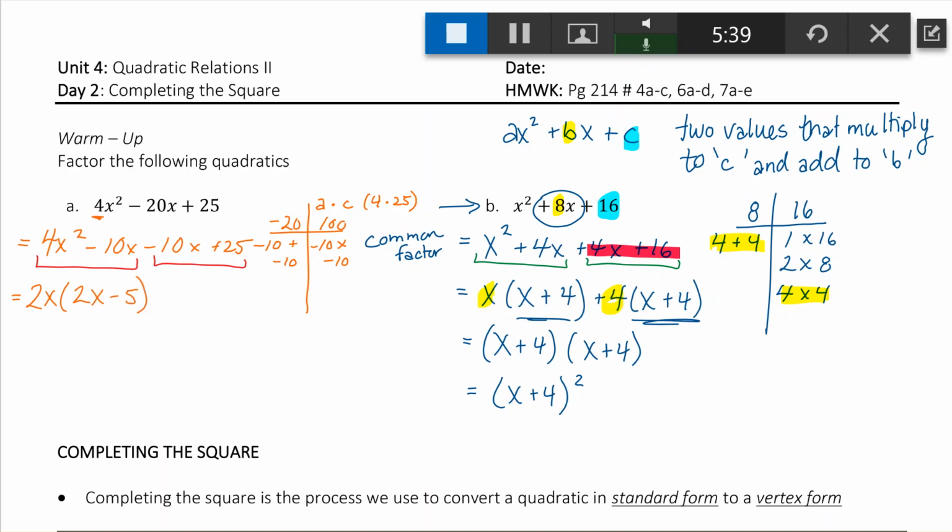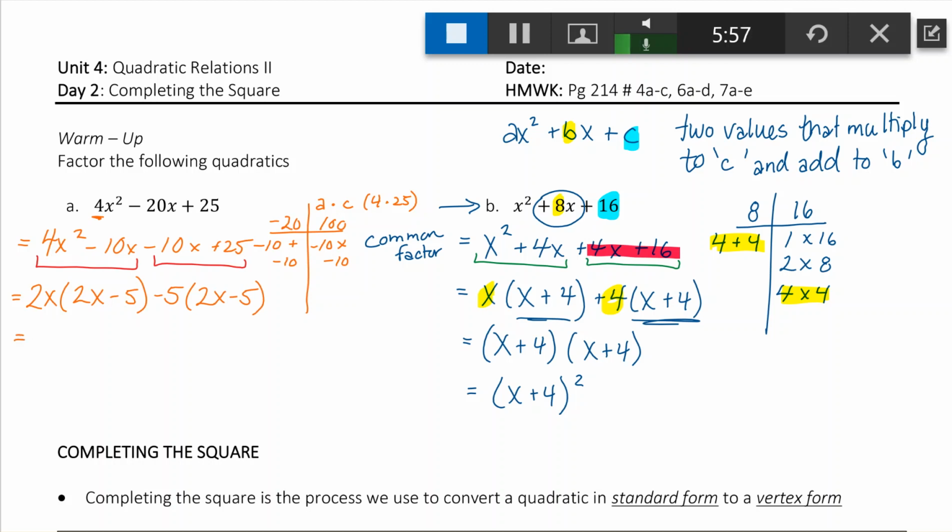Okay, you look at negative 10x and you look at 25. What's the greatest common factor you can pull out of them? Well, they don't have a variable in common, so you're only going to be able to factor out a constant, which would be negative 5. And again, if you leave what's left, it's 2x minus 5.